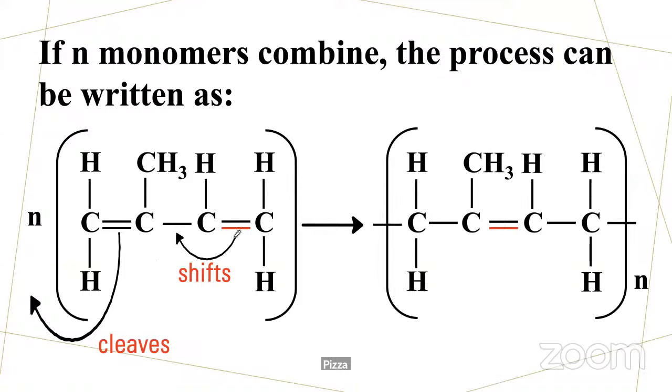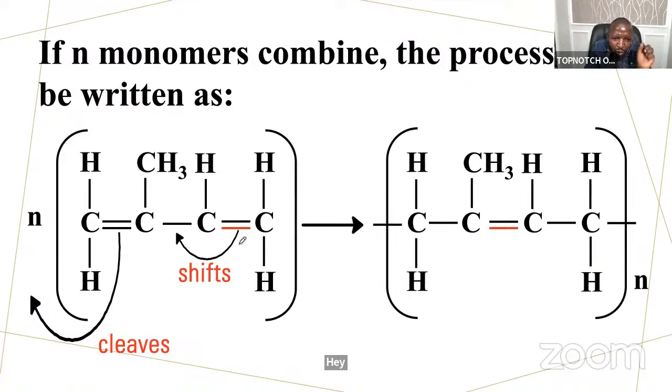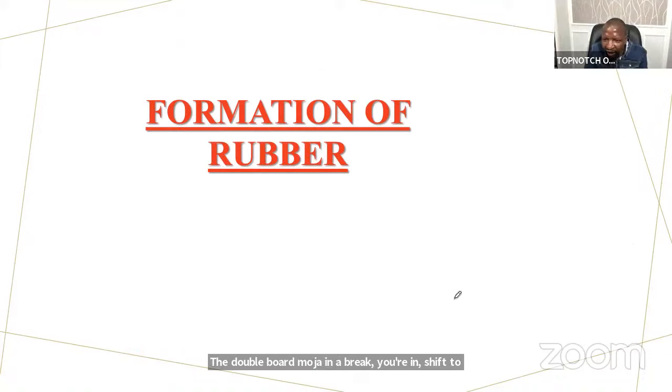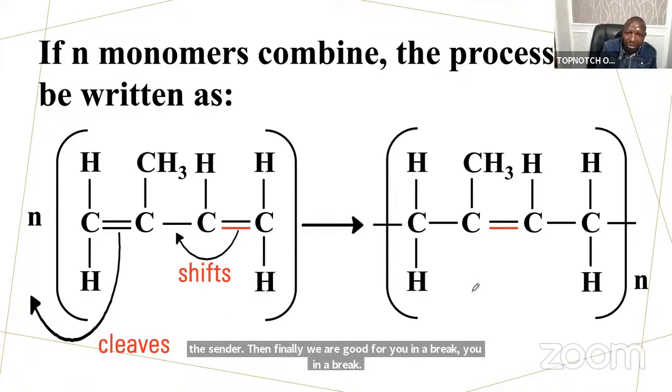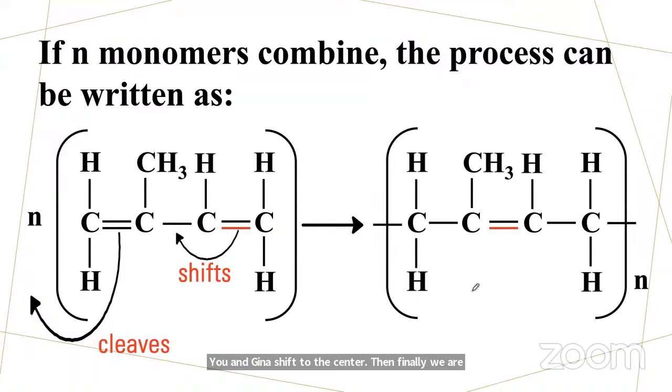So here we have the monomer. So what really happened? One double bond breaks, the other one shifts to the center. Then finally, we are going to have a free end, the bracket, and the n. Period. You have drawn the polymer.